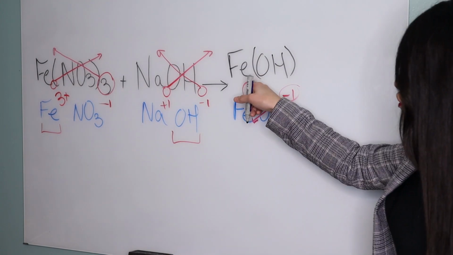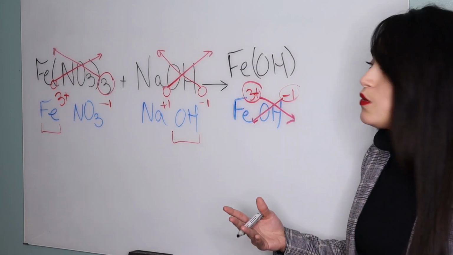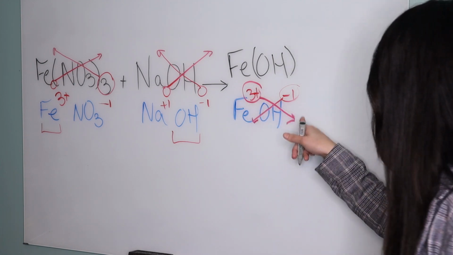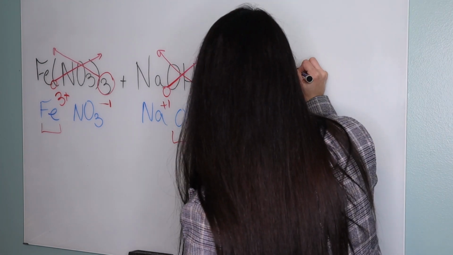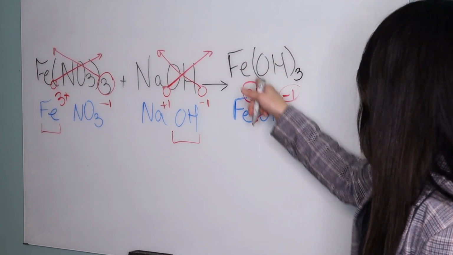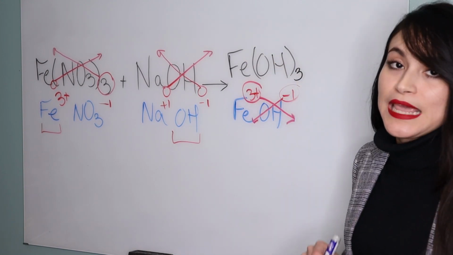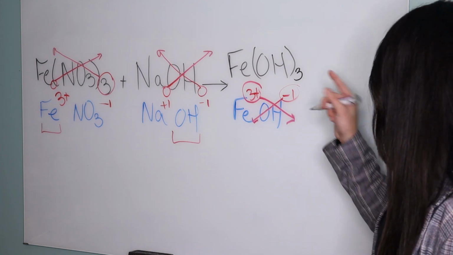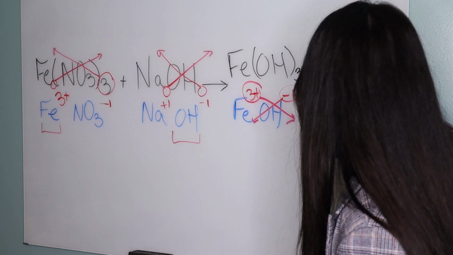This one will go there, so we already said we don't write the 1. And this 3 would go here. And because this hydroxide is a polyatomic ion, we need to have those parentheses in place. That will be how we find product number 1.